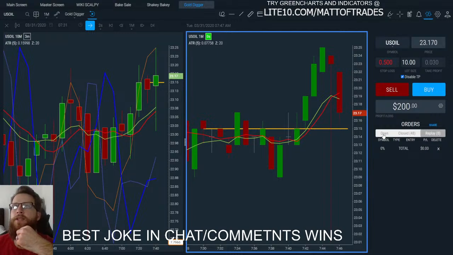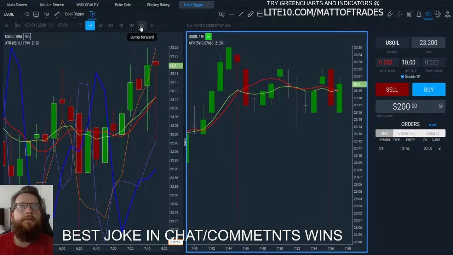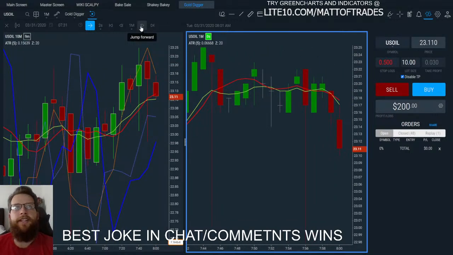Let's see. Okay, we'll close this out for a small profit. Yeah, I mean, with spreads, this would be a $100 loss actually. But it seems like oil is pretty consistent as far as it always has a 3-point spread.